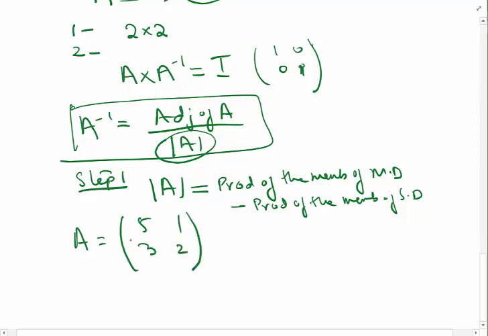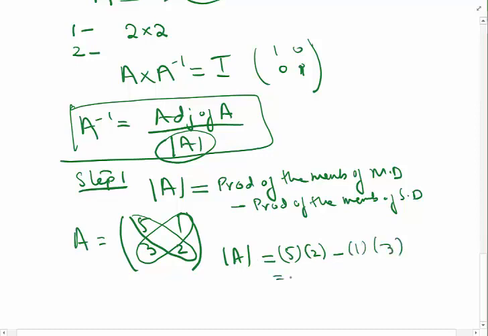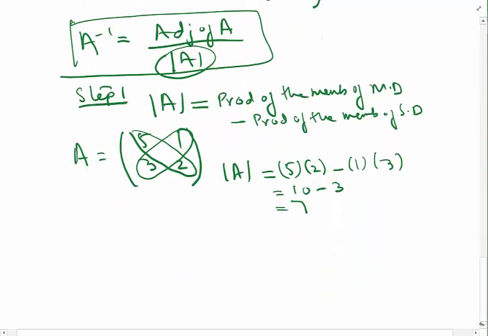Alright, now in this particular matrix we can easily identify the entries of the main diagonal, which are 5 and 2, and the entries of the secondary diagonal as 3, 1. So if we want to find the determinant of this matrix A, we can say 5 times 2 minus 1 times 3, that is 10 minus 3, which means 7. Alright, so remember one thing, this modulus notation doesn't mean an absolute value. This determinant can be positive or negative.